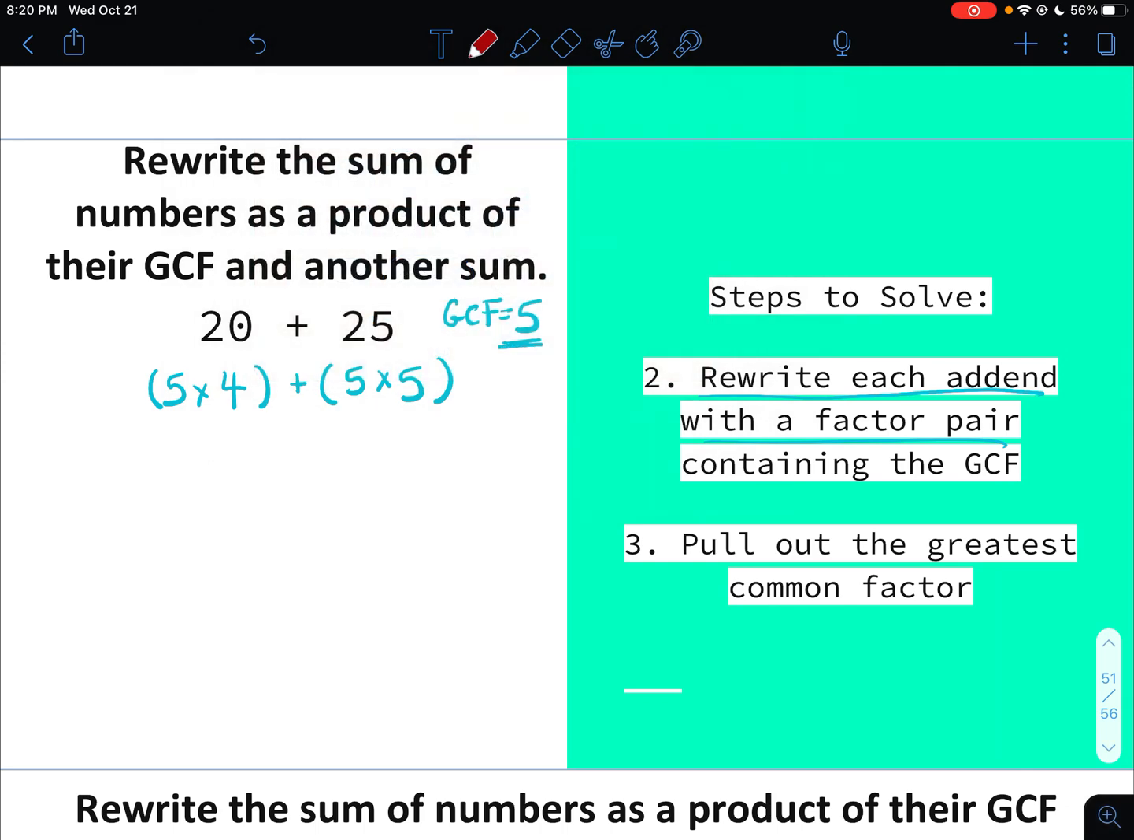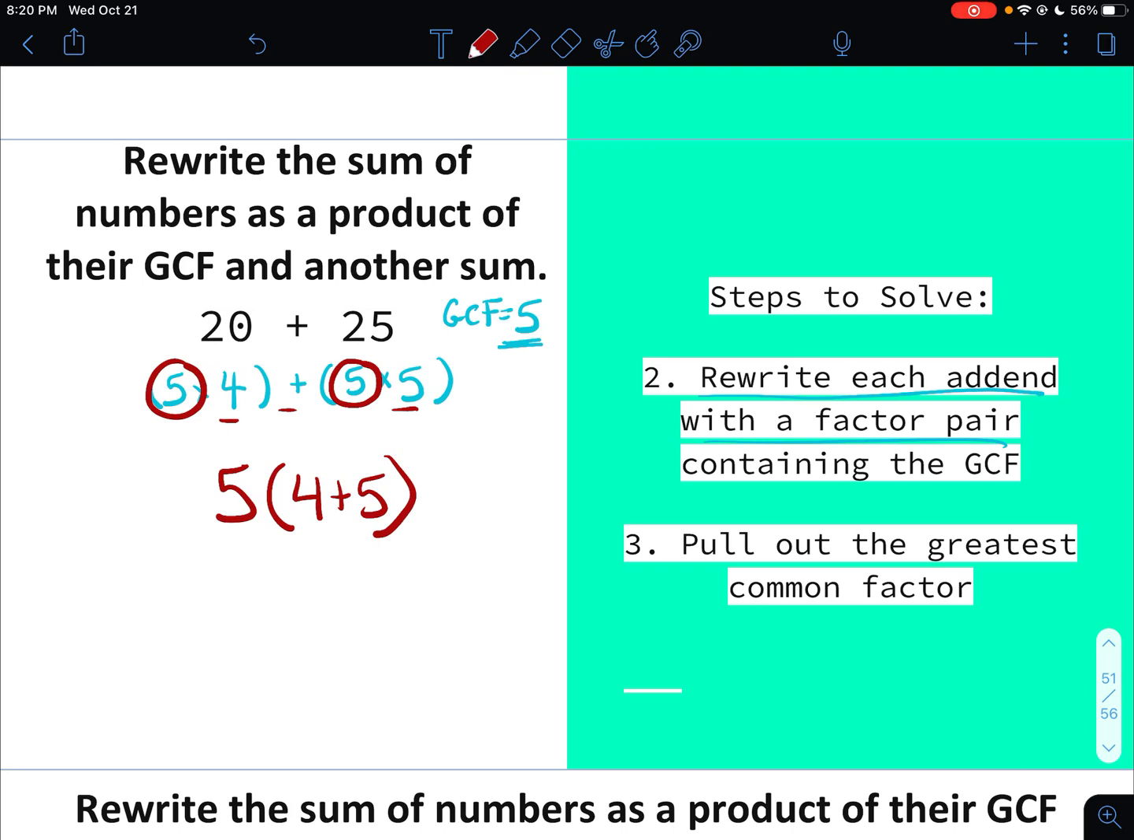Then the next step is to pull out the greatest common factor, which is 5. And whatever is left goes inside the parentheses. And that would be your answer: 5 times the quantity 4 plus 5.